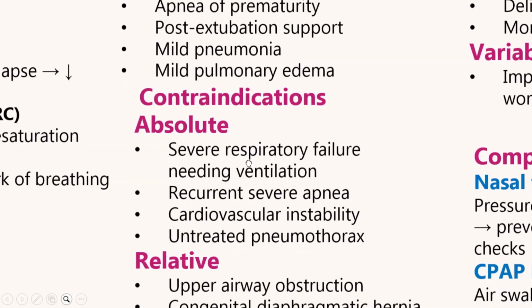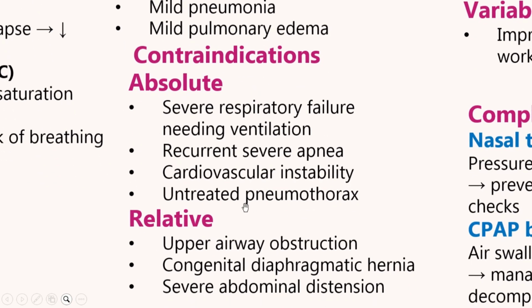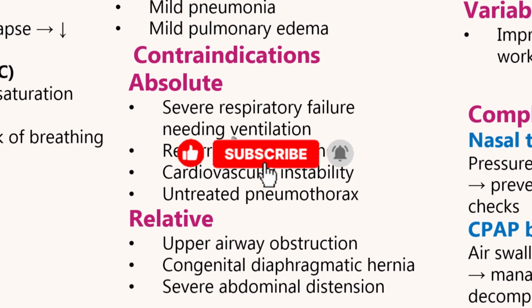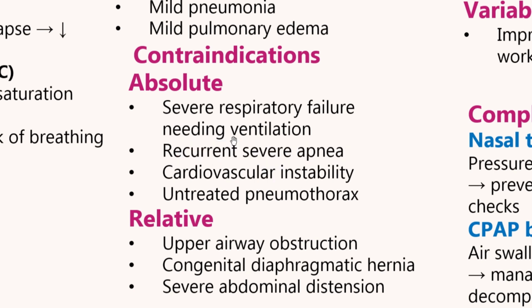Then we have the contraindications of CPAP, and these ones are very important for you to understand before you actually go ahead and prescribe CPAP. So we have the absolute contraindication, which is severe respiratory failure, needing ventilation. When someone needs ventilation, CPAP is not going to help. Once they cannot move their chest, once they cannot breathe on their own, or they do not have the ability to breathe, then CPAP is contraindicated. Go ahead and intubate them if you can.